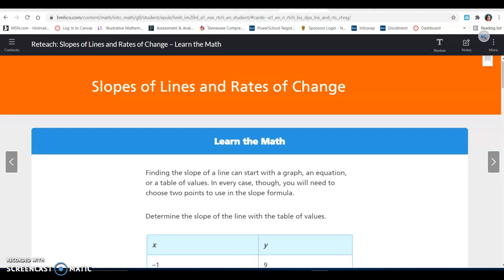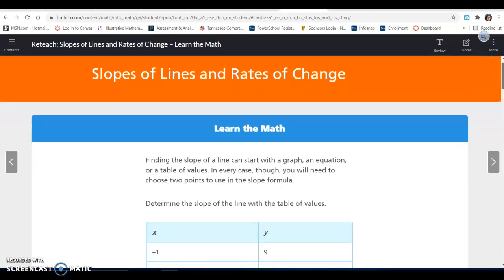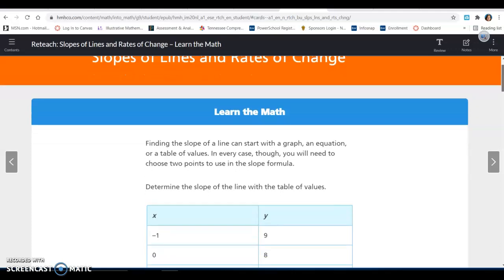All right, guys, today we're going to look at lesson 3.2. So we're going to talk about slopes of lines and rate of change. The good thing about this is that there is a formula. So hopefully, if you learn the formula, it won't be too bad.